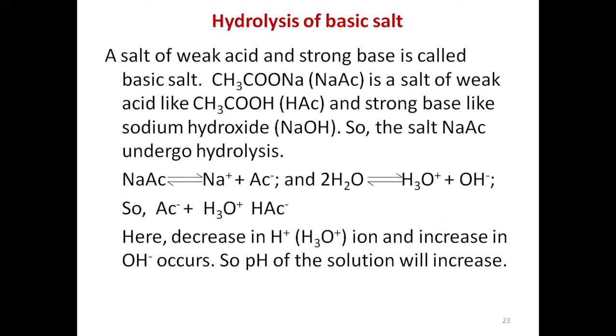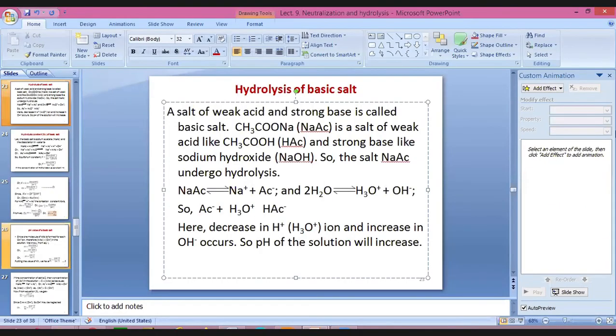For example, basic salt আমরা বুঝতে পারি যেমন ধরো সোডিয়াম অ্যাসিটেট, এটা একটা বেসিক সল্ট because this salt comes from the weak acid, acetic acid, and a strong base, sodium hydroxide. So the salt sodium acetate will undergo hydrolysis, and it gives sodium ion and acetate ion.